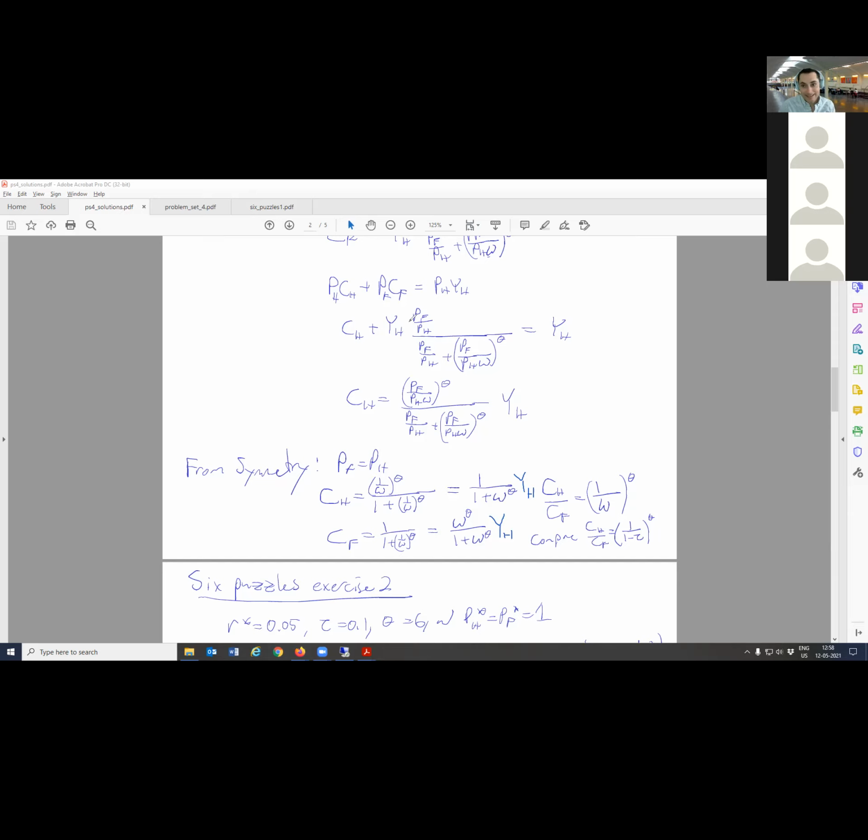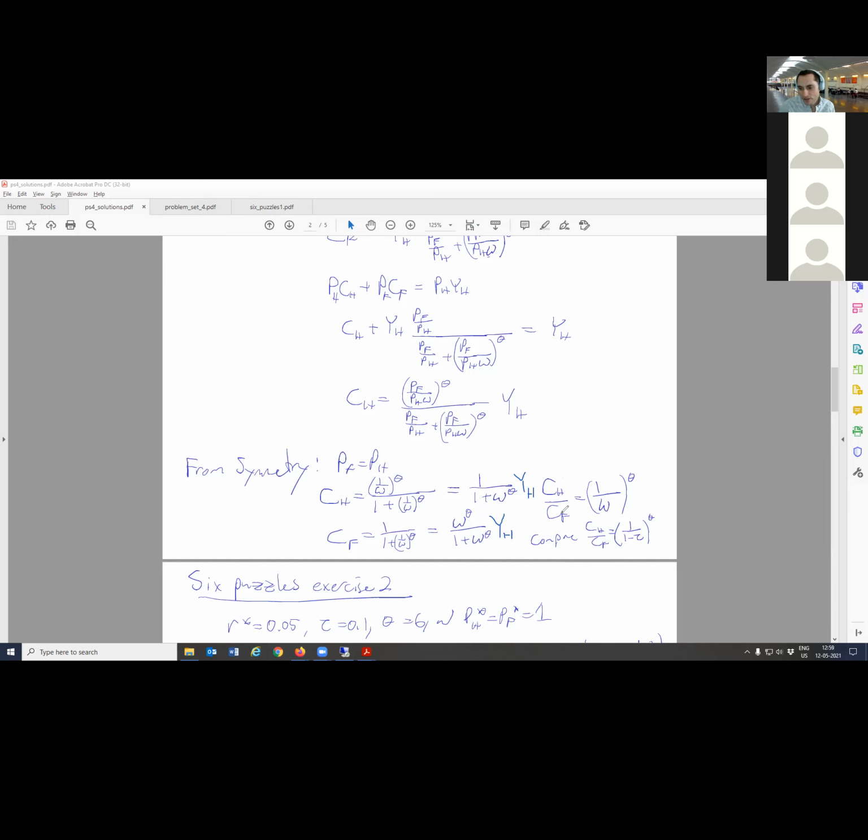But anyway, this makes sense now that I've added this YH. Why is that? Because check it out. We've assumed that PF is equal to PH. We might as well just call them 1. So then if I add 1 divided by 1 plus omega to the theta, and then down here I add omega to the theta divided by 1 plus omega to the theta, those things are going to just be 1, and it's going to end up being my endowment. Okay. So anyway, that kind of makes sense.